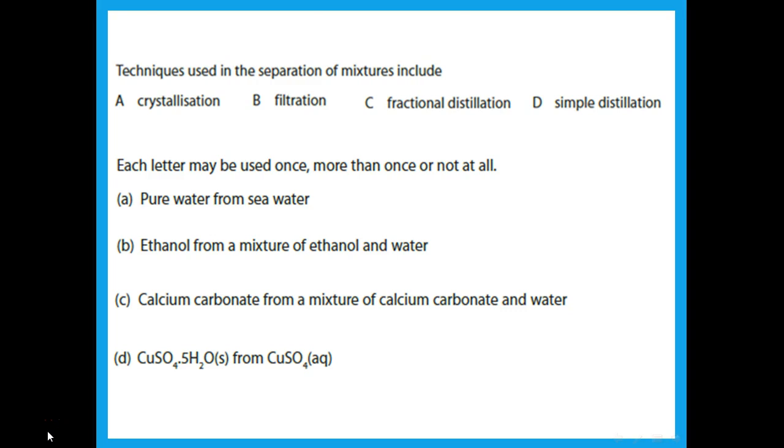You should realize that seawater is a mixture of water and salt. So you have a mixture of water and salt, and you want what? You want the salt or you want the water? You want the water, then you should use simple distillation.